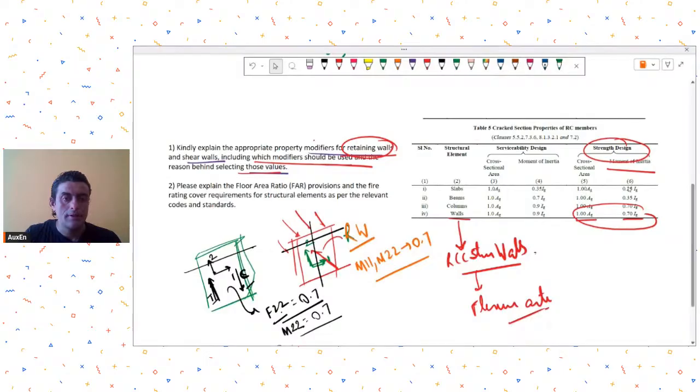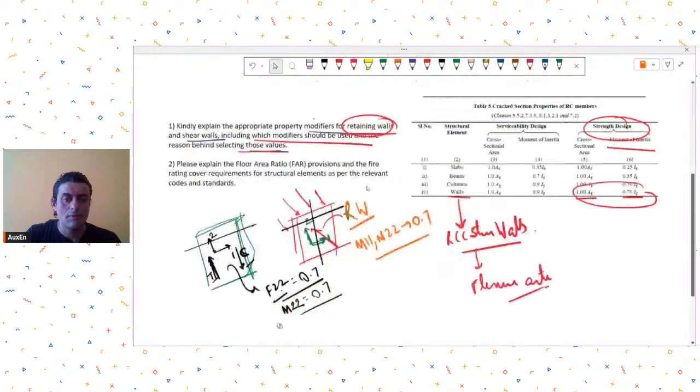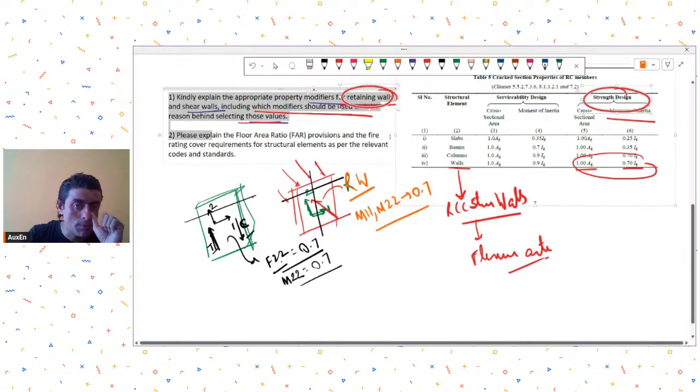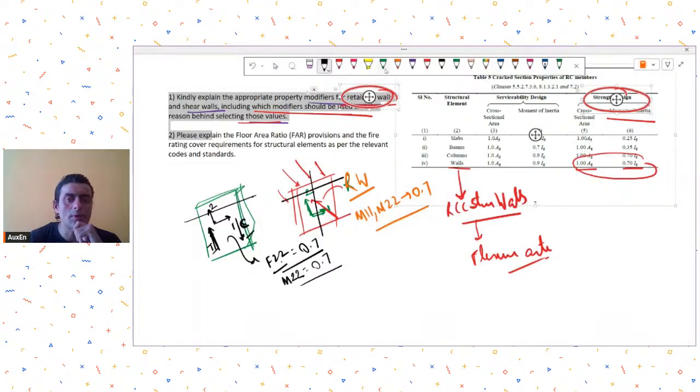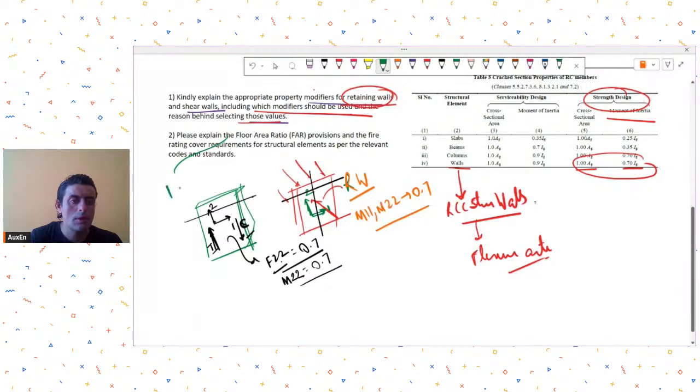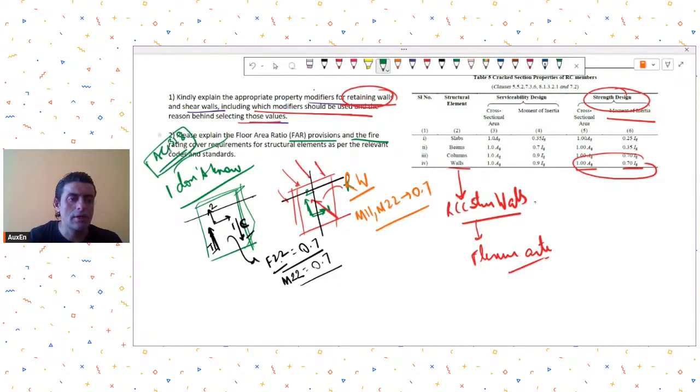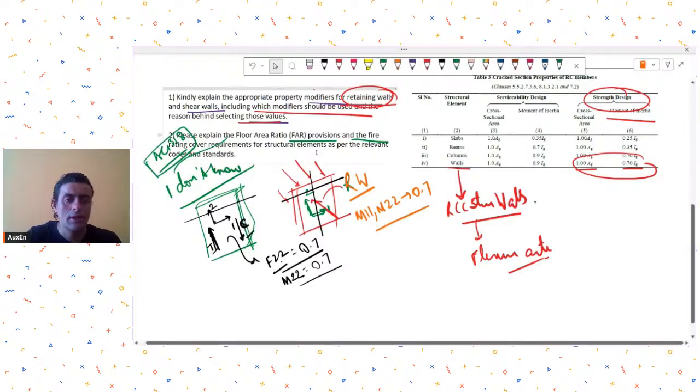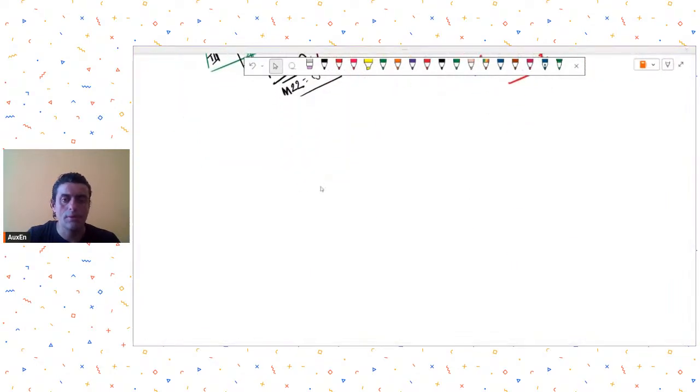Right. Then what was your next question? Please explain the floor area ratio provisions and the fire rating cover requirements for structural elements as per relevant codes and standards. I don't know. You need to look for some documents on your own. I'm not sure about the FAR provisions and the fire rating cover requirements. I think in ACI 318, it does give you some information about the fire rating cover, concrete cover requirement. However, I do not know. You need to look into it yourself.